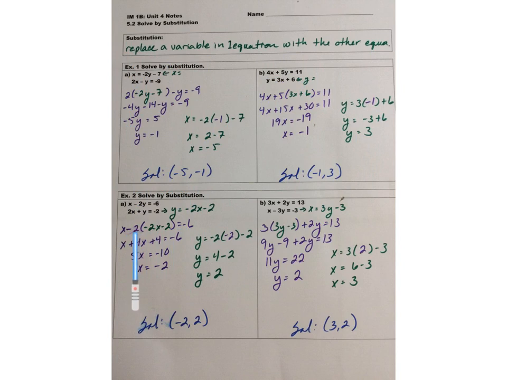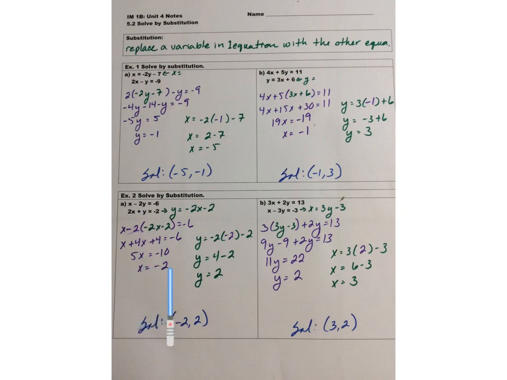So I'm going to distribute that negative 2, and a negative times a negative, remember, is a positive. So I get x plus 4x plus 4 equals negative 6. Combine like terms, x plus 4x is 5x. Subtract 4, negative 6 minus 4 is negative 10. Divide by 5, and x equals negative 2.